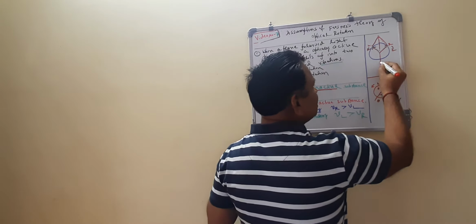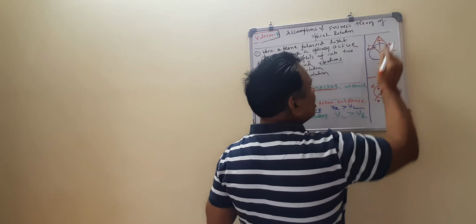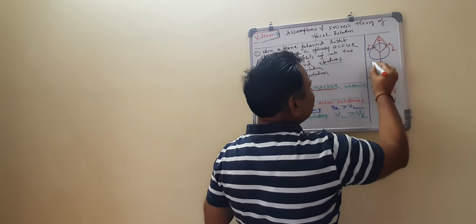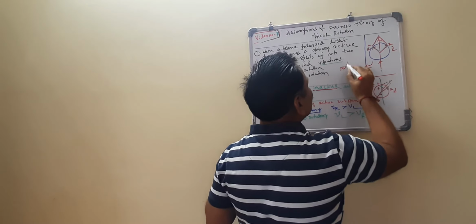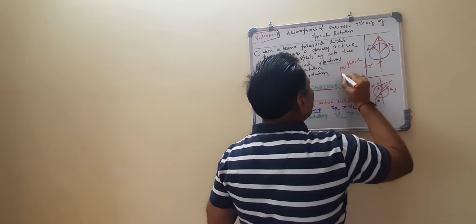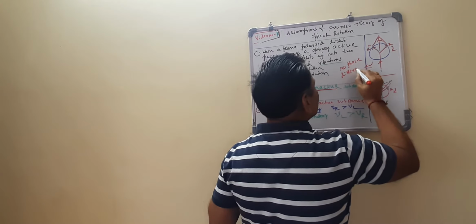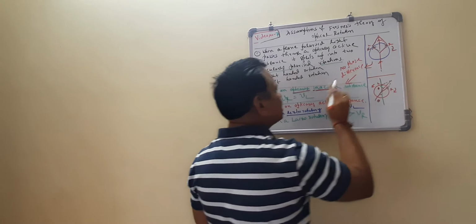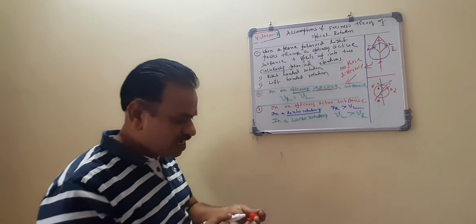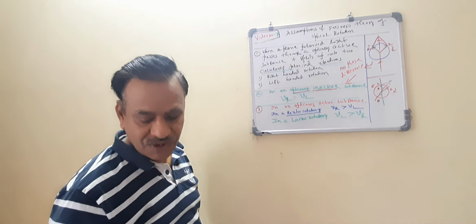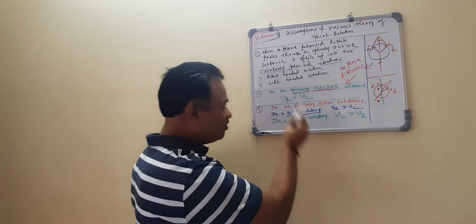Here, this is the incident light. This is the emergent light. There is no phase difference here. No phase difference. This is the situation in which kind of substance? Optically inactive substance. But look into this here.